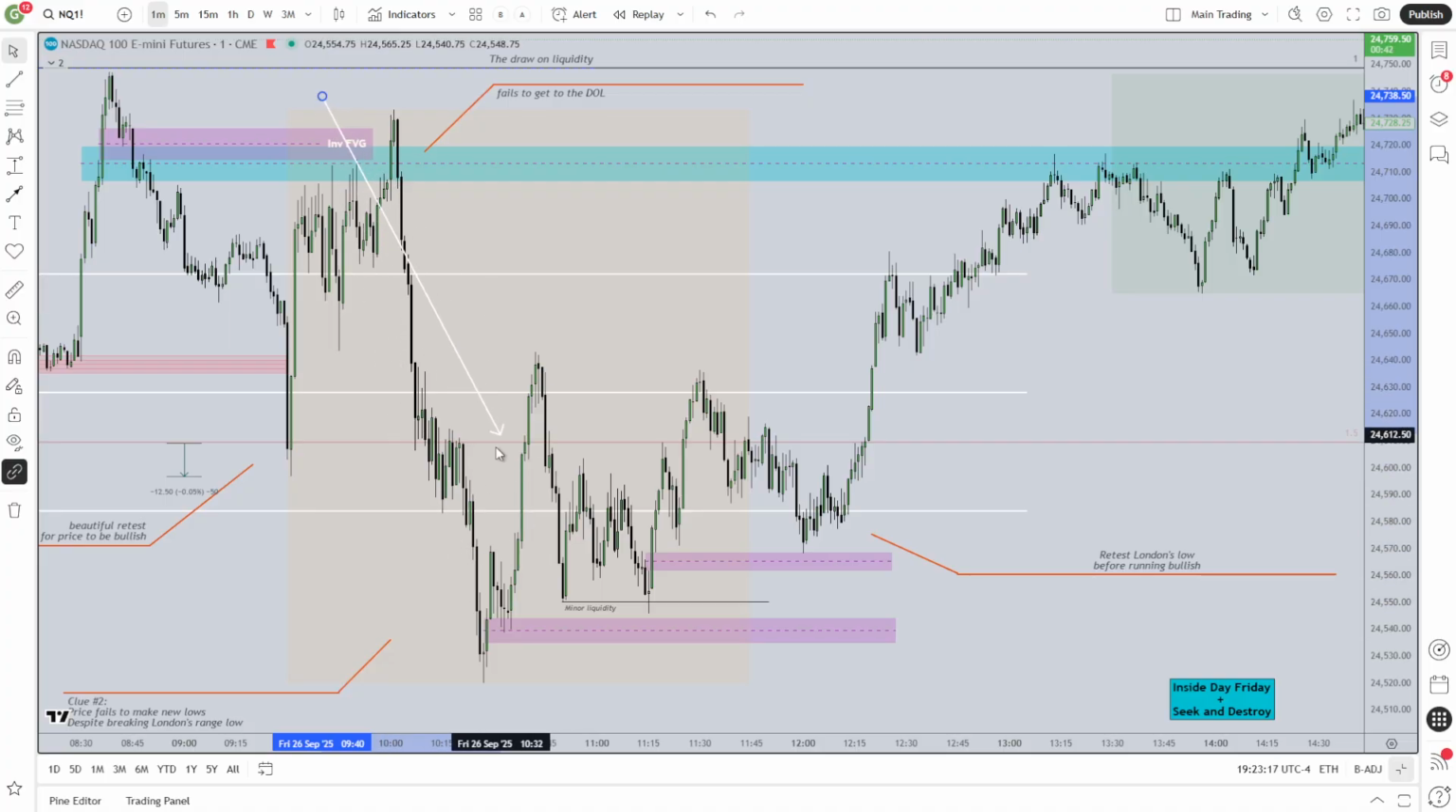So in a seek and destroy model, you're looking at that area below London's range low, and you're looking for markers where price is going to confirm bullishness.